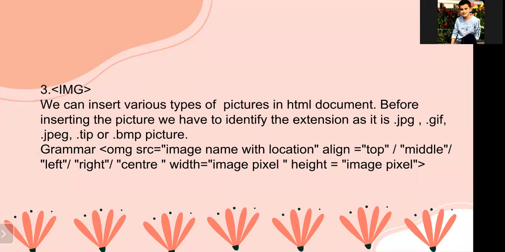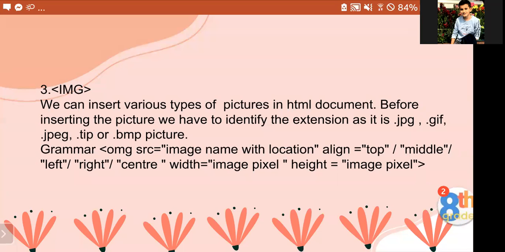And then the other attributes of image are align. This helps to finalize the position of any image. We can keep it at the top, middle, left, right, or center. And the width and height help us to give the information about the height of the image. We can keep the height number in the height side, and then we can keep the number of width we want.